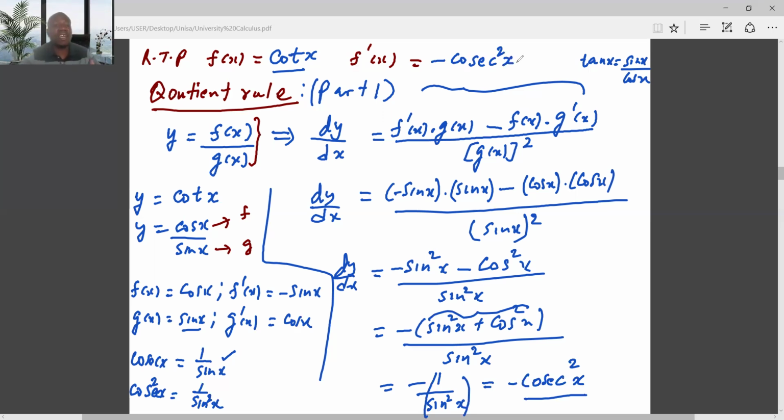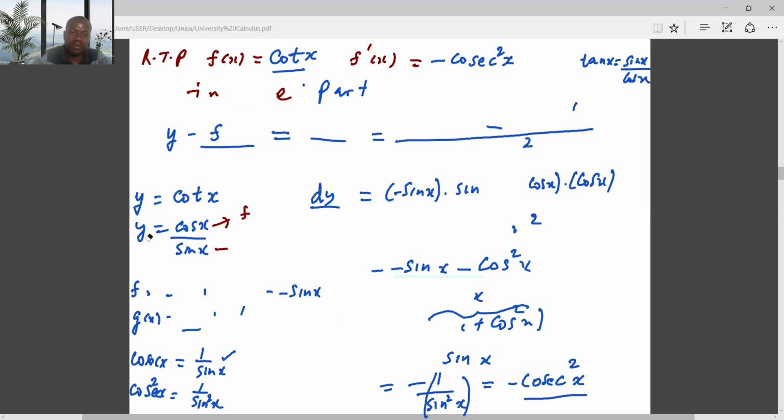But usually in the exam, they provide you with this, but I just want to prove to you why they are saying that. So the derivative of cot x is negative cosec squared x. I believe you're following. So we use the quotient rule to prove that.